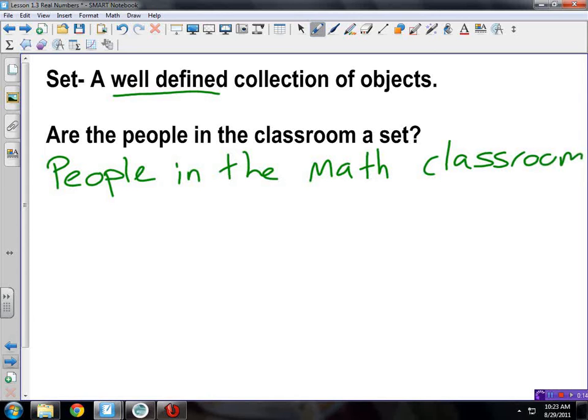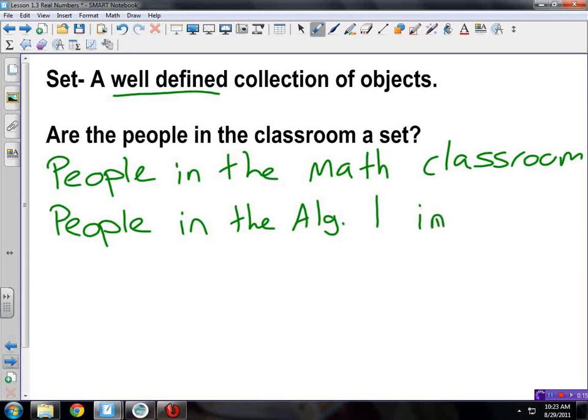There we go. Now this is better defined, but I heard somebody say it could be any math classroom. Okay, people in Algebra 1. Algebra 1 is in whatever room we're in. In room 6. There we go. That's better. So people in Algebra 1 in room 6.